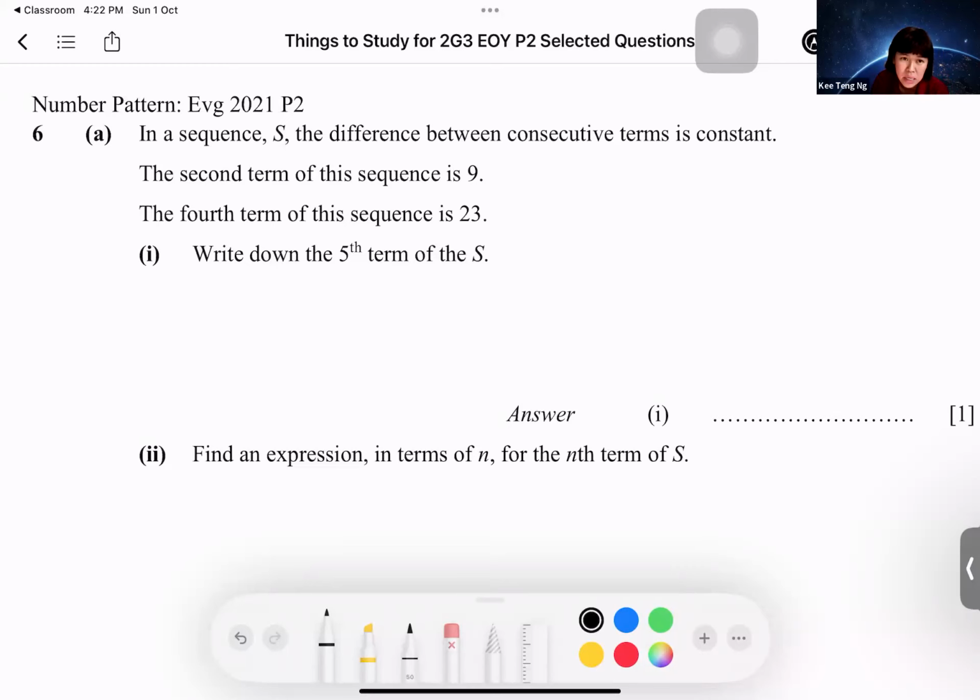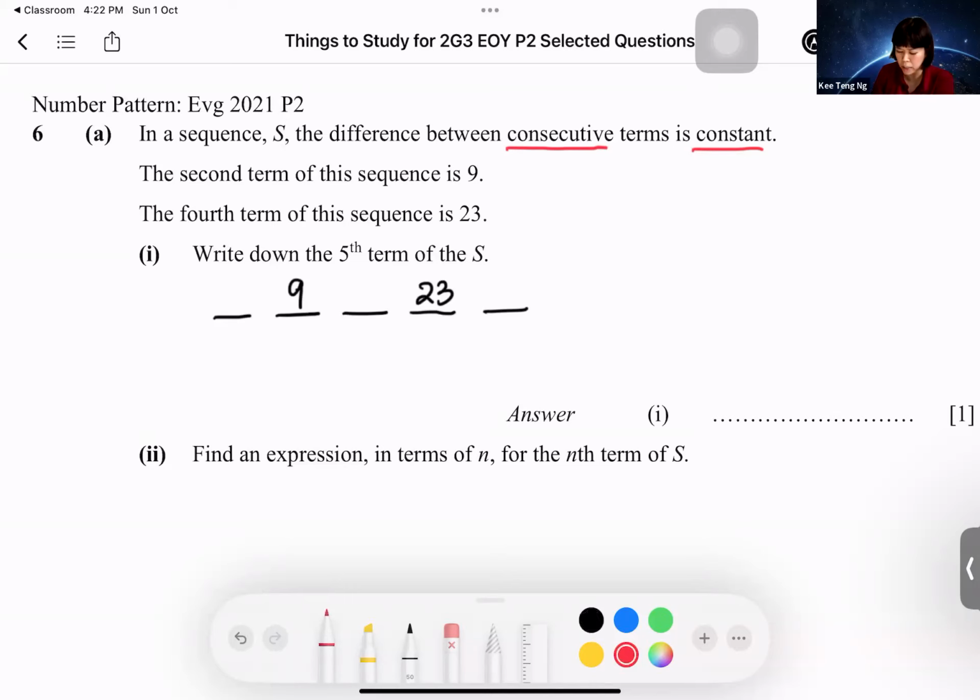Number pattern. Inside this sequence, the difference between two consecutive terms is a constant. Do you know what is the meaning of consecutive? One after another, right? The difference is a constant, so I don't know whether it is plus plus plus or minus minus minus. I have the first term, the second term, third, and the fourth term. The second term of the sequence is 9. The fourth term of the sequence is 23. Write down the fifth term.